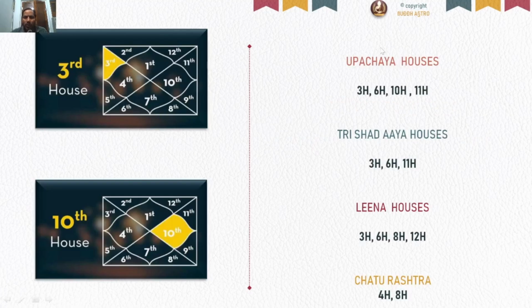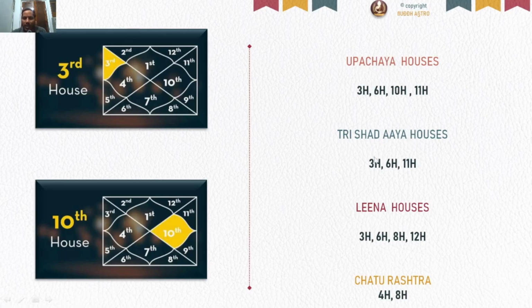Now, Upchaya houses. What are the Upchaya houses? Third house, sixth house, 10th house, and 11th house. These four houses in any horoscope are known as Upchaya houses. This is the third house, then the sixth house, then this will be the 10th house, and this will be the 11th house. So 3, 6, 10, and 11 houses in any horoscope are known as Upchaya houses.